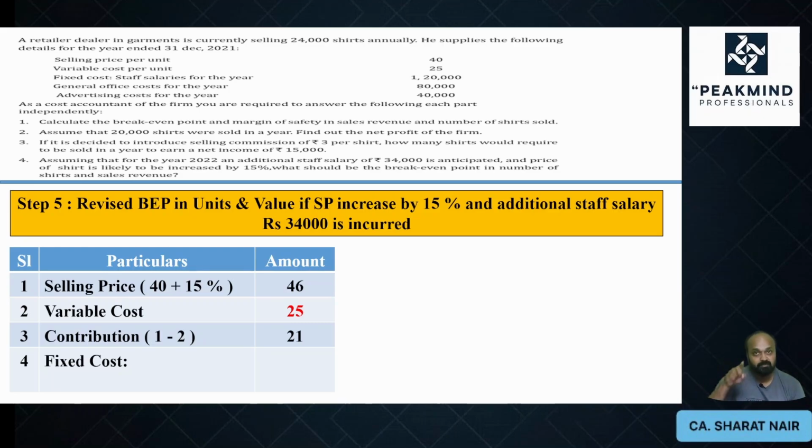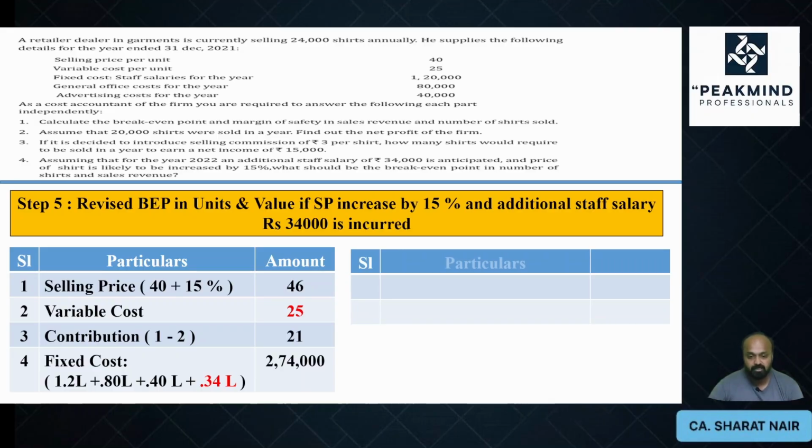So 46 minus 25, it will be 21. Now what about the fixed cost? We have the earlier fixed cost plus an additional 34,000. So it will be 1,20,000 plus 80,000 plus 40,000 plus 34,000. It will come to 2,74,000. Continuing further, the break-even point in terms of units will be fixed cost divided by contribution per unit. So 2,74,000 divided by 21, we will get 13,047 units. Now what about the break-even point in terms of value? I just need to multiply it by the selling price, which is how much?